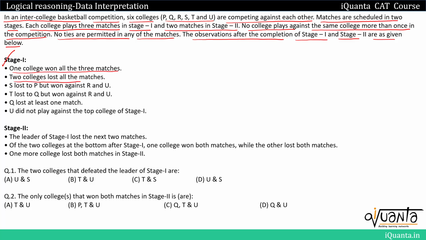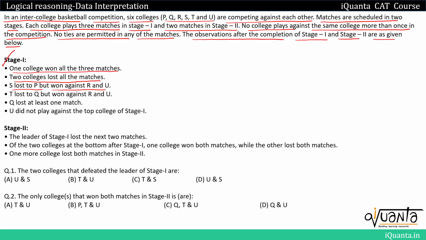Then 2 colleges lost all the matches. S lost to P but won against R and U. So basically we have been given some clues which is telling us the number of matches that each college is winning and also the team against which it is winning a match. So how to put all the information given to us all together?